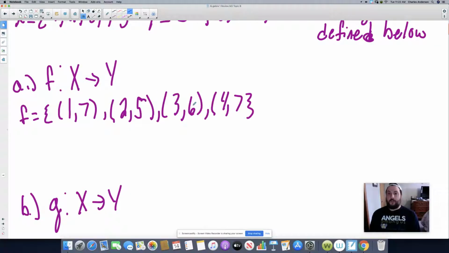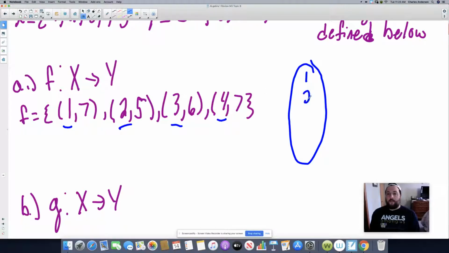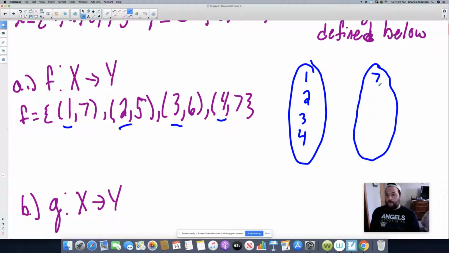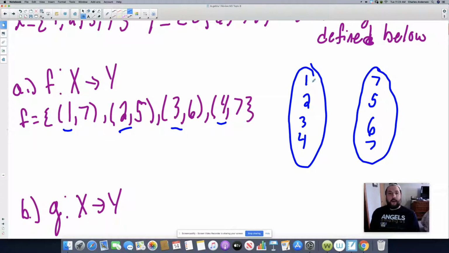We can also write that using the mapping notation that we did. Here are my inputs. Remember, your inputs are your x's, so it'd be 1, 2, 3, and 4. Then here would be my outputs, which remember are y coordinates. I apologize for the handwriting. I'm trying my best: 7, 5, 6, and 7. Then we can draw arrows from the input to the output. So 1 maps to 7, 2 maps to 5, 3 maps to 6, and 4 also maps to the 7. I don't need to write 7 twice.